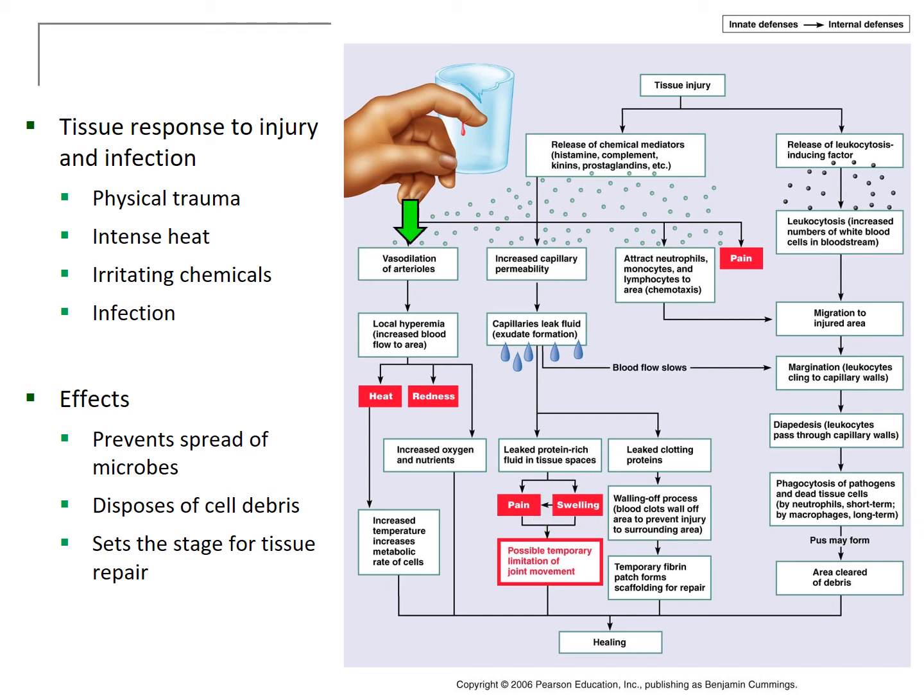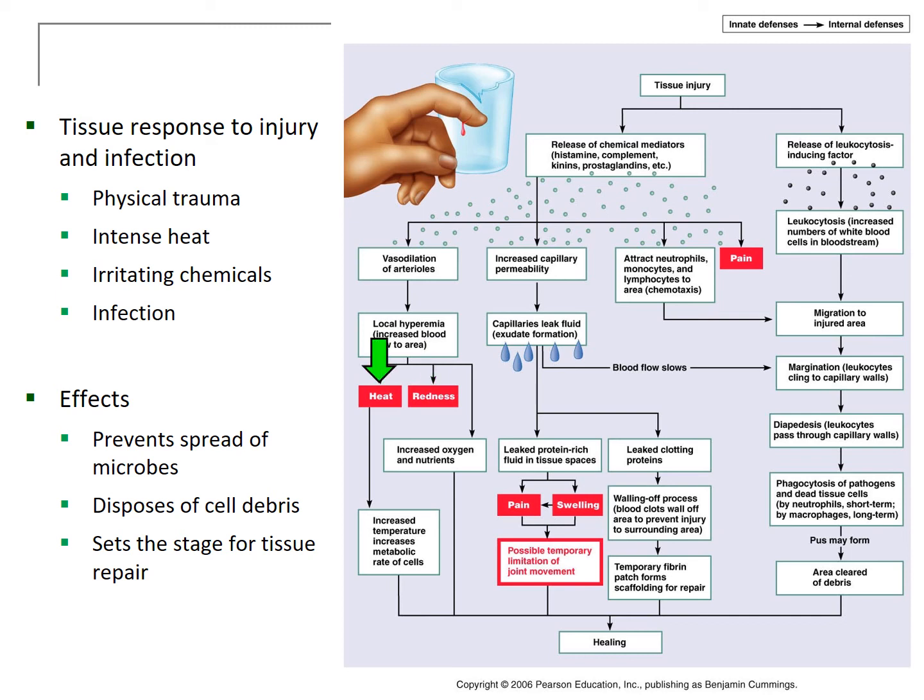Okay, back up to our release of chemical mediators. They also cause vasodilation of arterioles, and this causes a localized hyperemia, which is an increased blood flow to the area. Now, out of this, you're going to get an increased supply of oxygen and nutrients to the area, which is going to facilitate healing. You're also going to get redness, so this is the reason why inflammation makes an area look red.